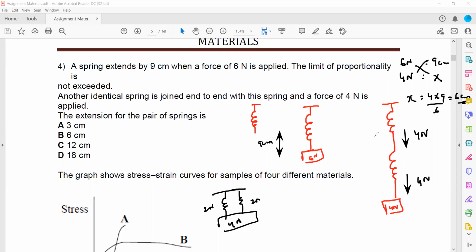So each spring, like there will be increase in length of 6 centimeter for spring 1 and there will be increase in length of 6 centimeter for spring 2. So what will be the total extension? The total extension will be 12 centimeter. That's why C is the right answer. Is it clear? Discussion?